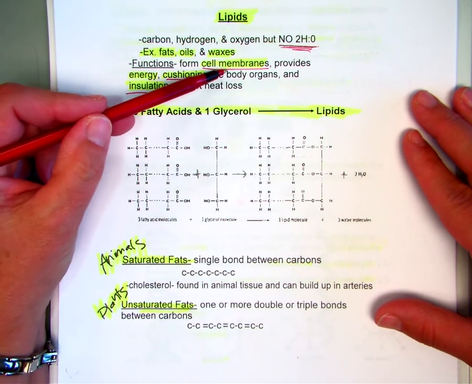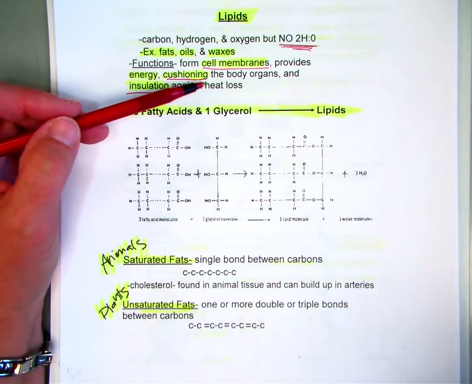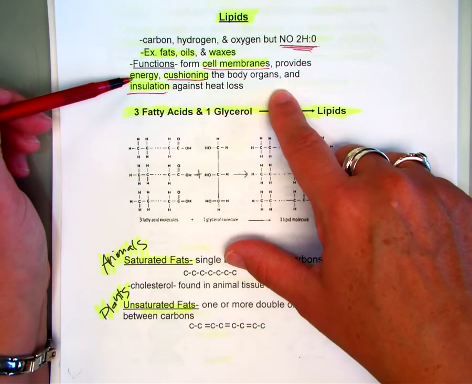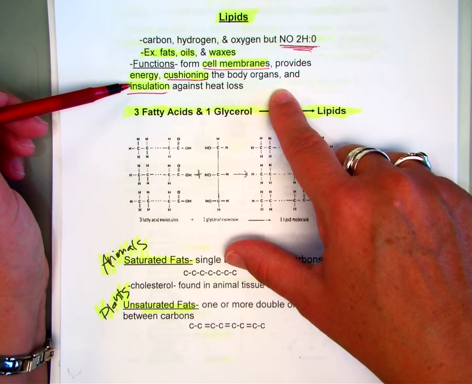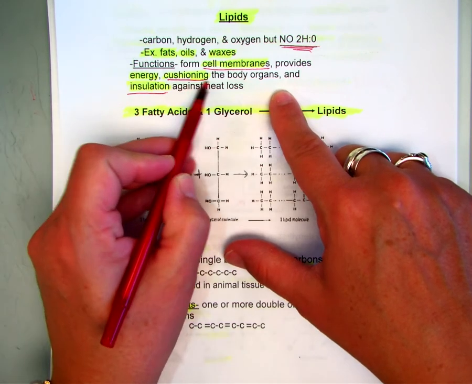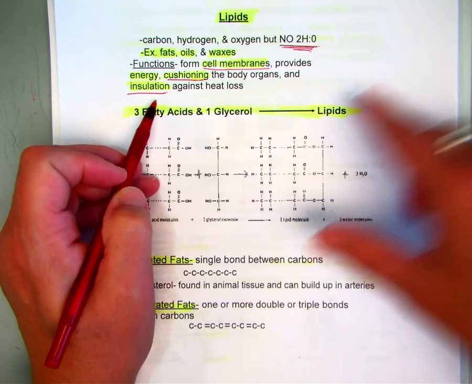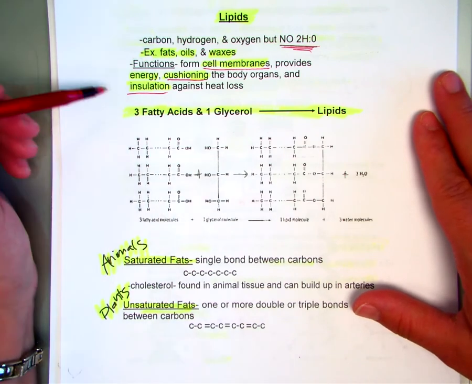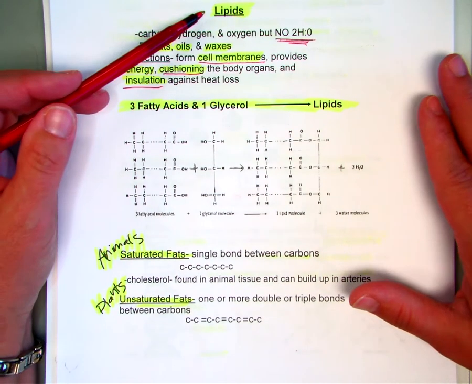The function is the cell membrane. It forms the outer edge we talked about. It provides our backup energy, okay? And it cushions the body when we fall, and it helps to keep us warm. It insulates us. And then we talked about the building blocks of lipids.